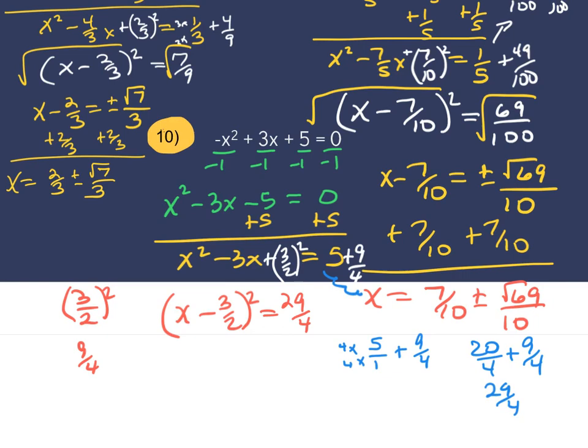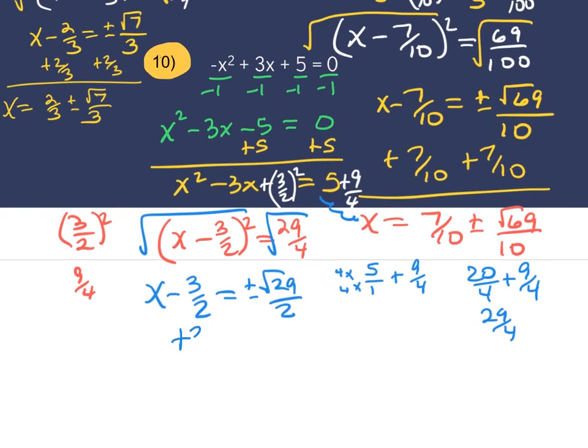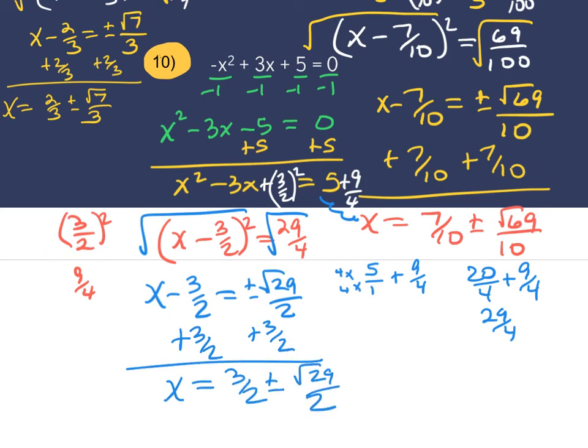Do the square root method. X minus 3/2 equals plus and minus square root 29 over 2. Move the 3/2. And x equals 3 over 2 plus or minus square root 29 over 2. And we're done.